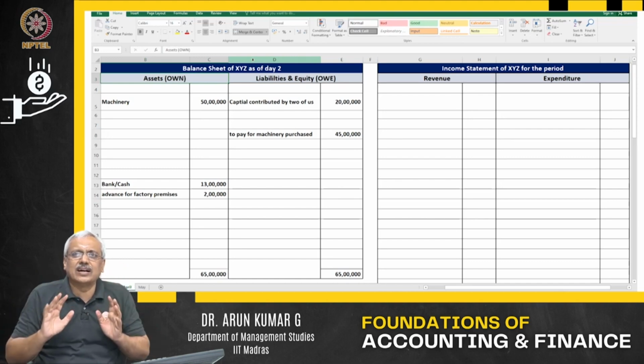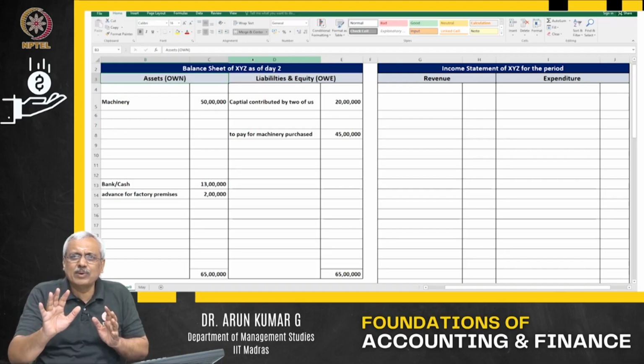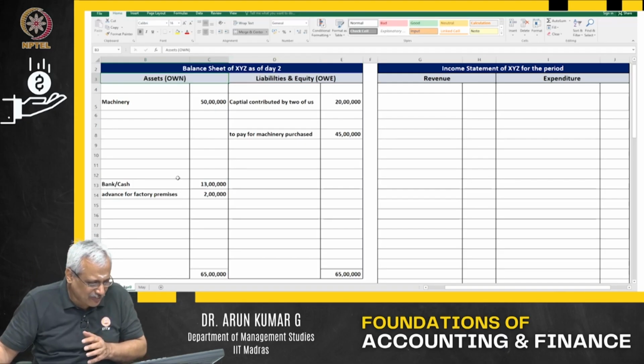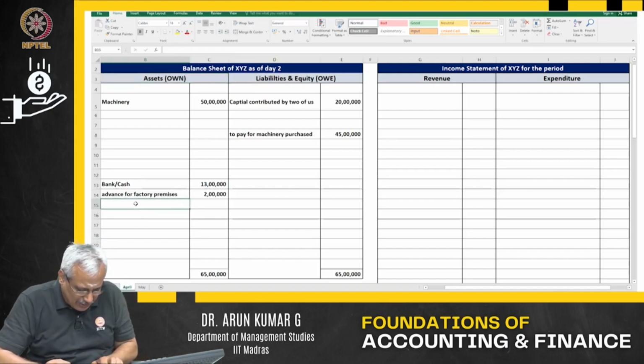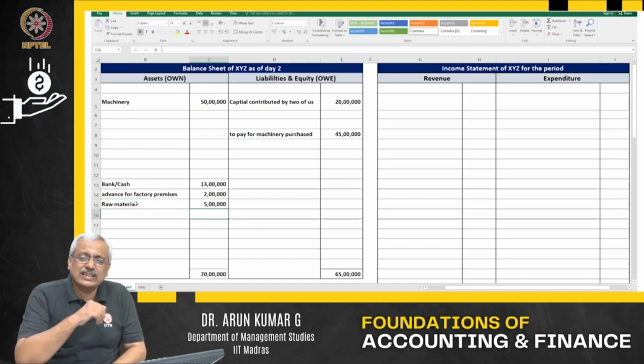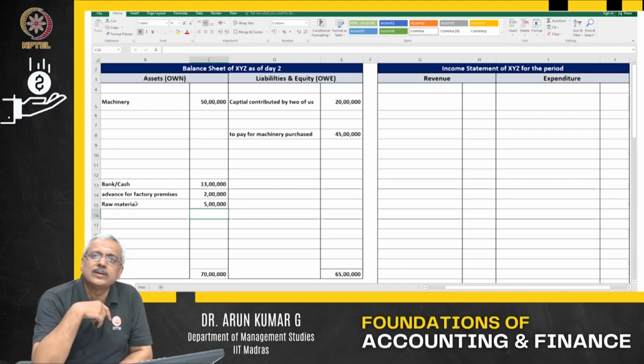The ownership has transferred. So what is the worth of the raw material? 5 lakhs. Now who owns the raw material? XYZ owns the raw material. So it's an asset for XYZ, because XYZ owns it.